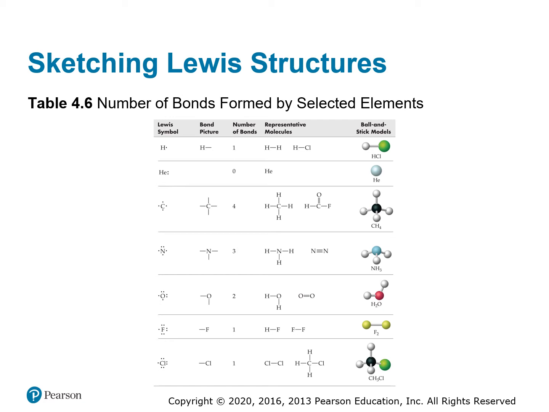Before the example, I want to show you this Table 4.6, which is basically telling you the number of bonds formed by selected elements. Here, the first one is hydrogen, and they've shown the Lewis symbol of hydrogen with the one electron represented as a dot.